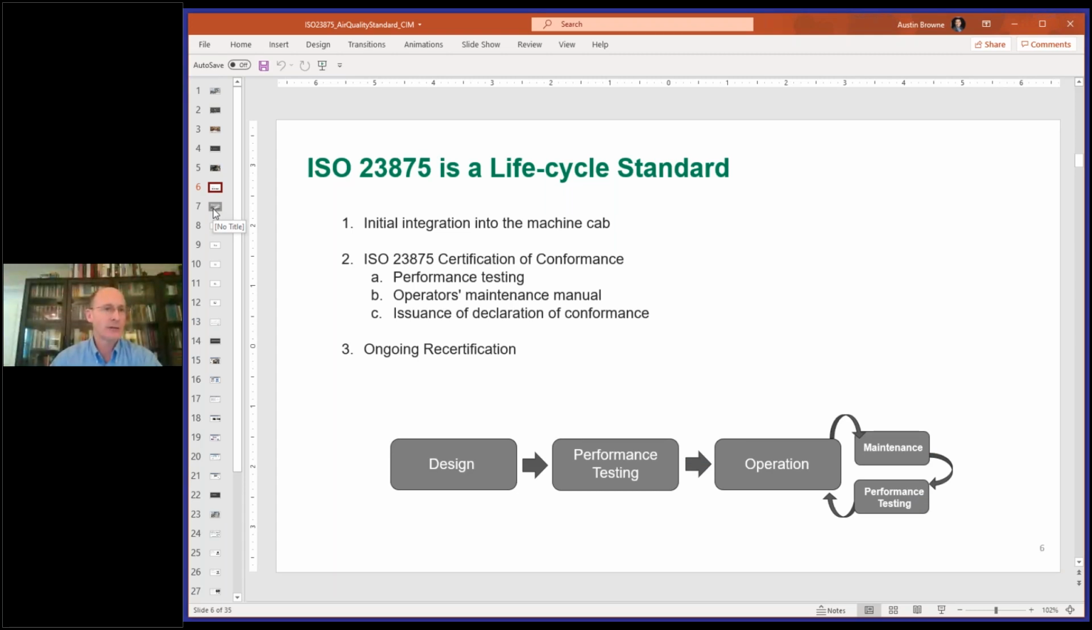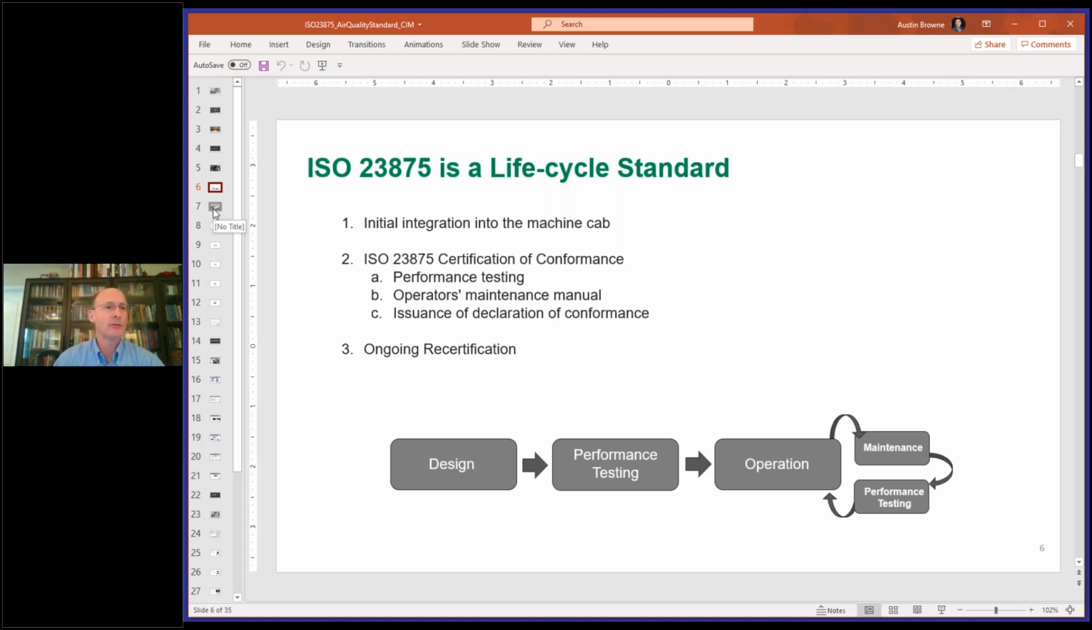So the standard actually addresses not only the design, both on an OEM basis and on a retrofit basis. It also looks at the engineering controls which have to be incorporated into that design to give you good air quality. And then it performance tests. And once it's validated that the engineering controls are giving you the air quality, as a consequence of the performance testing demonstrating that, then there's an operational integration which really starts with the maintenance instructions which are provided and are required under the standard.